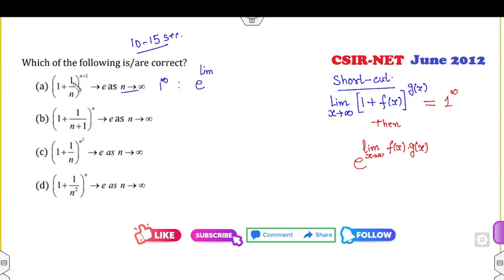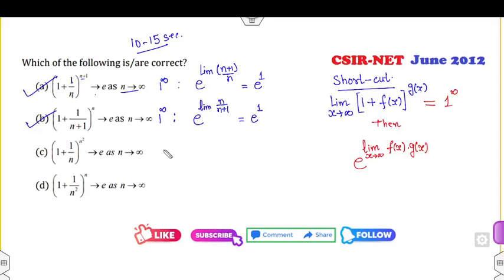The exponent is the limit of f(x) times g(x), which is 1 over n(n+1) times n. So what is the limit as n approaches infinity? It is an infinity by infinity form, so it is e raised to the power 1, that is e. Similarly, the second question is again a 1 raised to the power infinity form. So I can find the limit of n over n plus 1. Again, it is an infinity by infinity form, and I can apply the L'Hopital rule. This is again e.